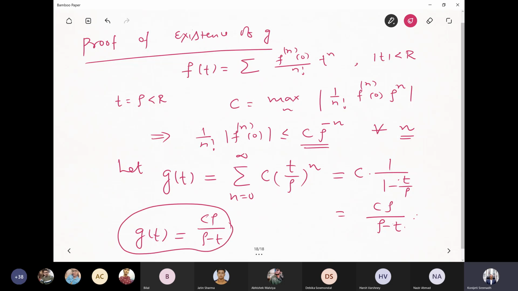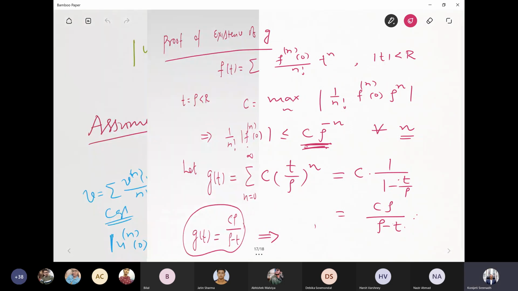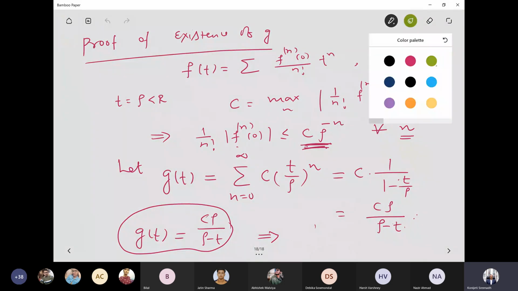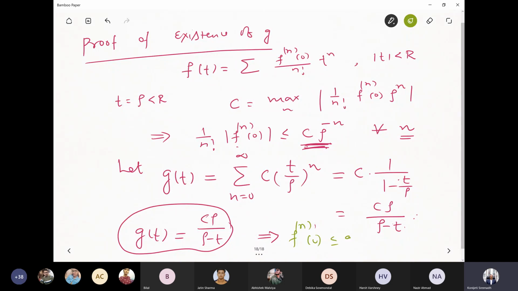If I take this G(t), then it satisfies the first assumption; these are the G^(n), if from the power series we write this. So G^(n)(0) is nothing but C factorial n rho power minus n, and that is compared with here. From this comparison, F^(n)(0) is less than or equal to G^(n)(0). That's how we constructed it. We have taken F^(n)(0), taken this bound from here, and then wrote the series.